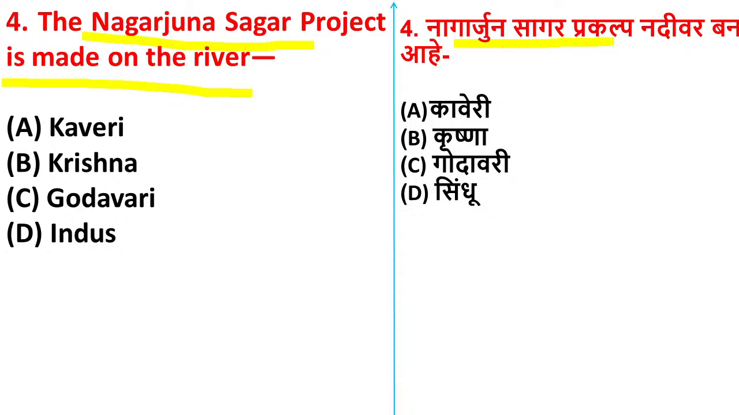Yes, the Nagarjuna Sagar project is made on the river. Option A, Kaveri. Option B, Krishna. Option C, Godavari. Option D, Indus. Yes, here Jasmith is saying B. Pragati is saying B.